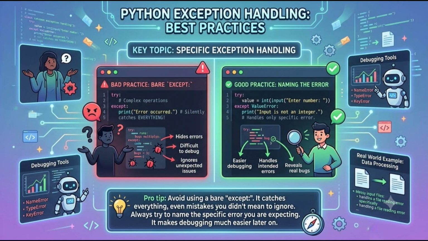Pro tip: avoid using a bare except. It catches everything, even mistakes you didn't mean to ignore. Always try to name the specific error you are expecting. It makes debugging much easier later on.